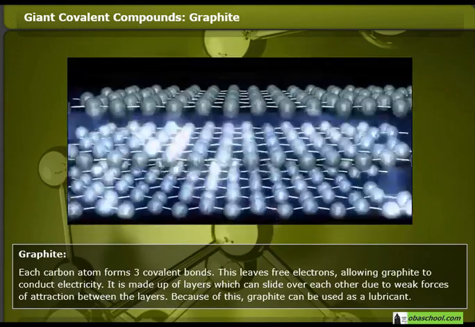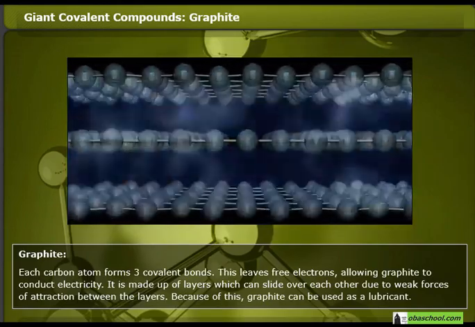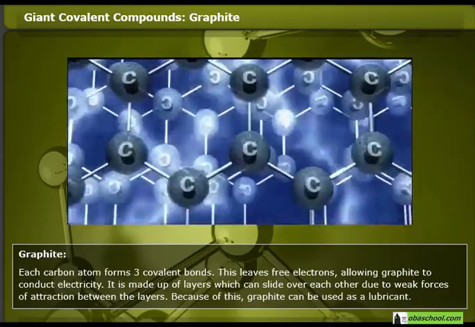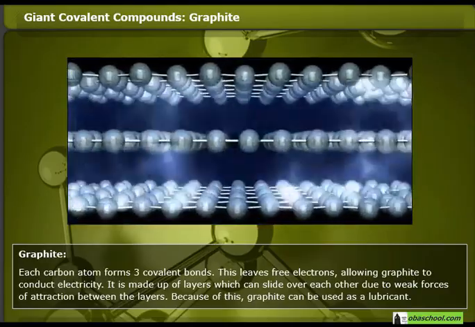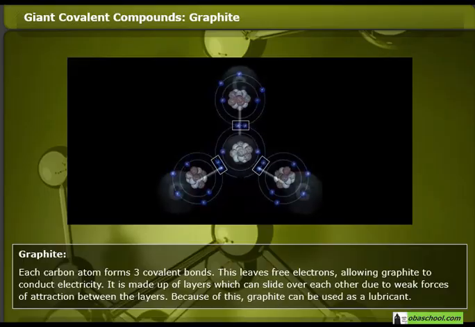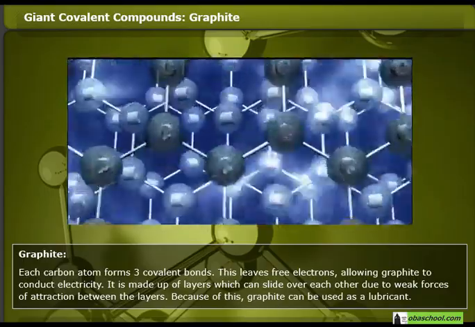In graphite, each carbon atom forms 3 covalent bonds. This leaves free electrons, allowing graphite to conduct electricity. It is made up of layers which can slide over each other due to weak forces of attraction between the layers. Because of this, graphite can be used as a lubricant.